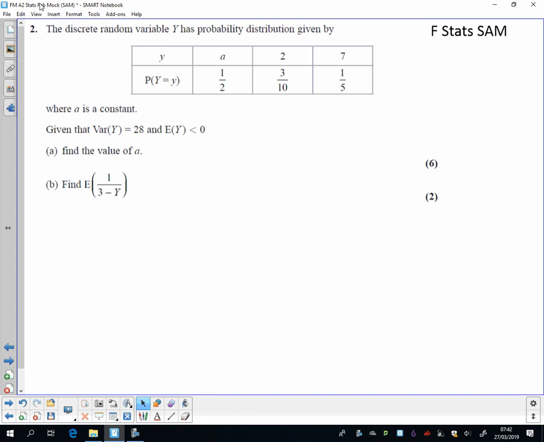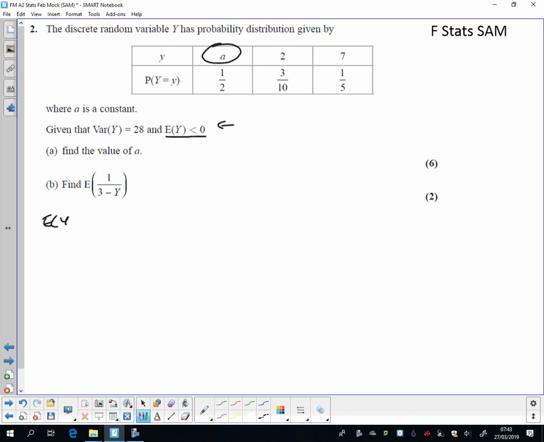So this is a question about discrete random variables. We've got a table, we've got a missing value, and we've got two bits of information to help us do this. Interestingly, the way I started this was by using the fact that the expected value of y was less than 0.